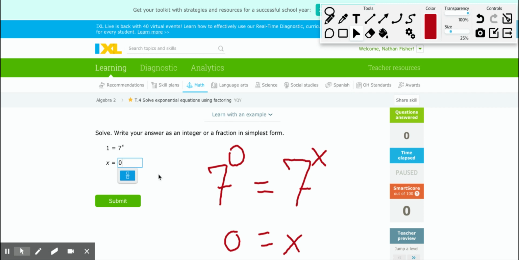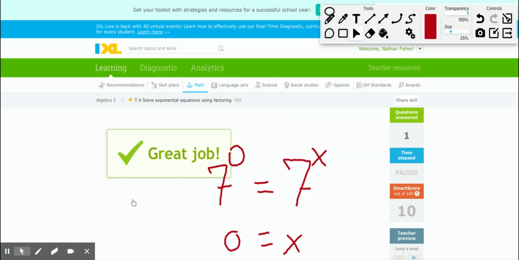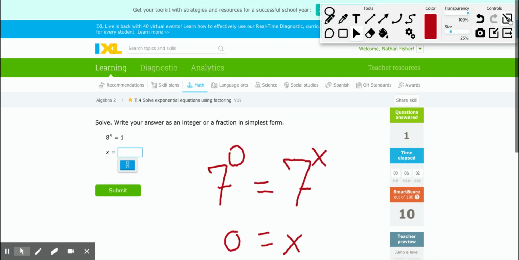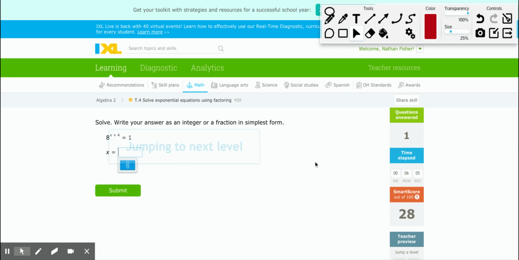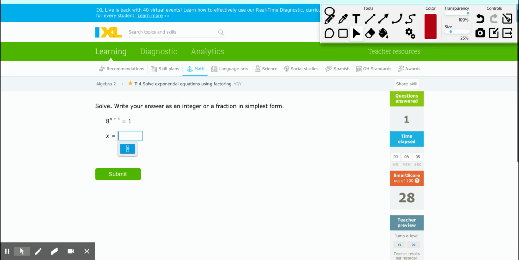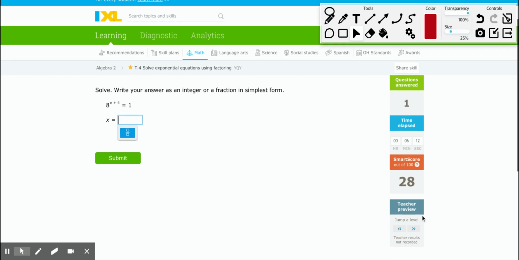So anytime you need to change a 1, you can make it whatever base you need to the power of 0. Awesome. So this would be a similar one here. Let's jump forward, though, and see if we can find something different. In this case, you would still change that to 8 to the power of 0. You would just need to solve.